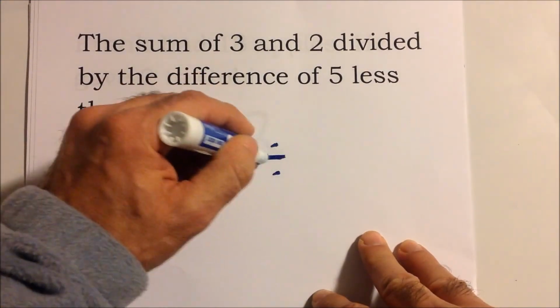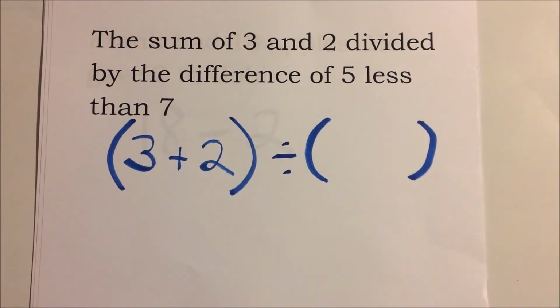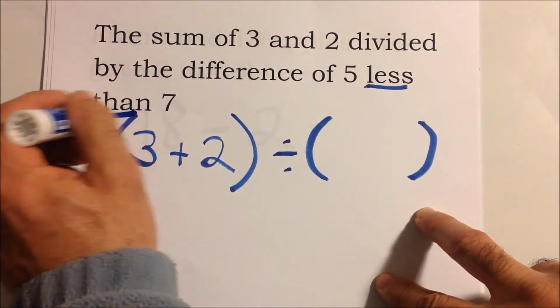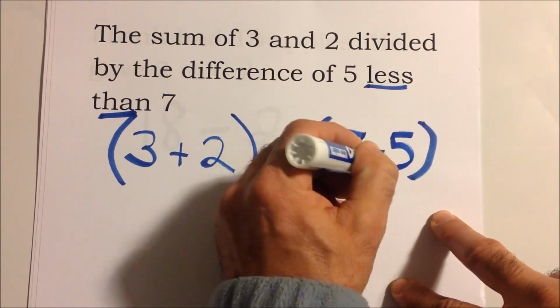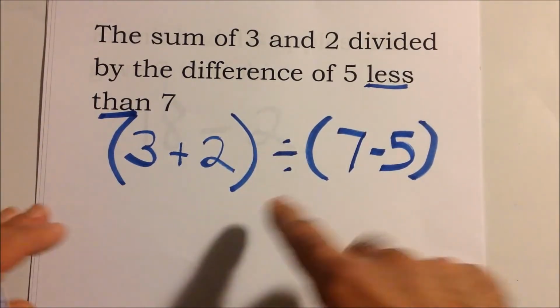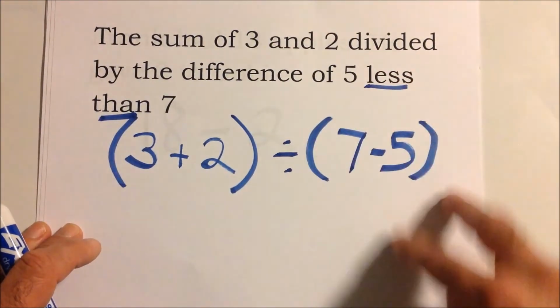So it's going to be divided by, put another parentheses here. Now, 5 less than 7. Be careful with the less than. 5 less than 7, right, is actually 7 minus 5. Right? So that's how we would write an expression for that. This is the math expression, and that's the English expression.